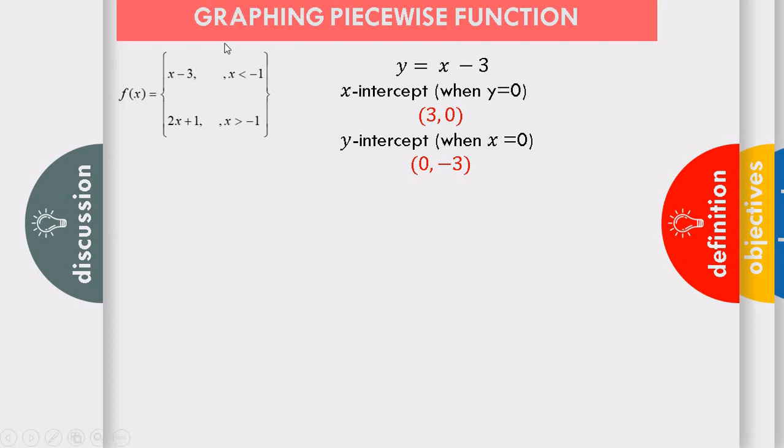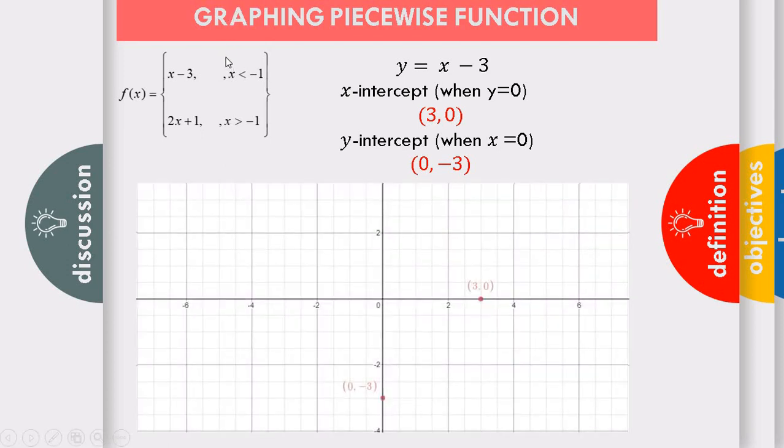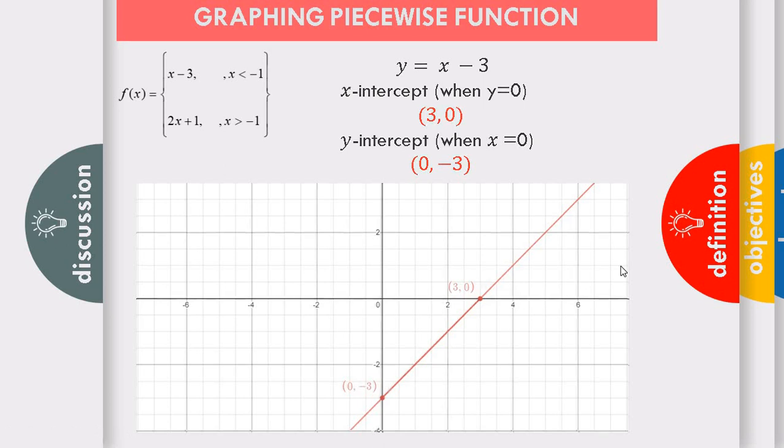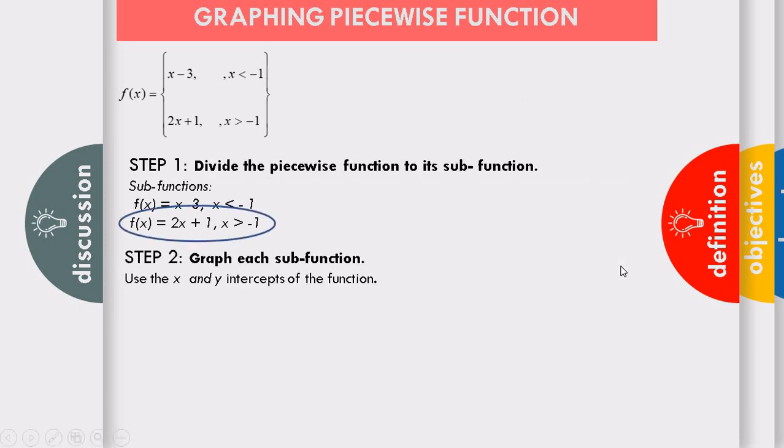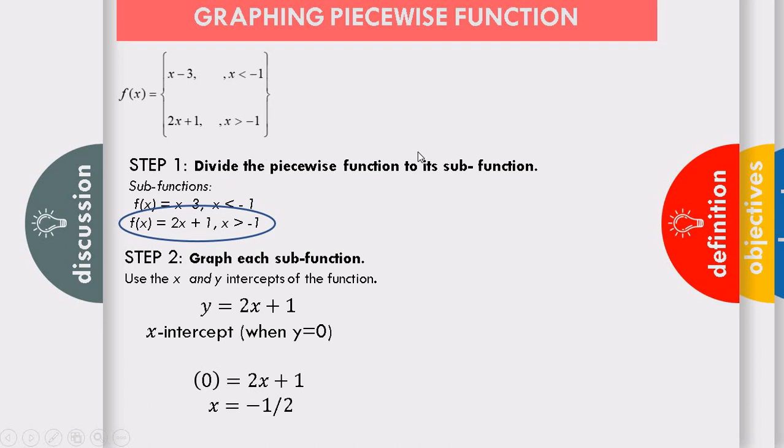So next, graph. We have the two points, (0, negative 3) and (3, 0). Then connect. So this is the graph of the first subfunction. Next, the second subfunction. Again, we'll be using the x- and y-intercepts of the function. So y equals 2x plus 1. For the x-intercept, change y to 0. 0 equals 2x plus 1, x equals negative 1 half. So the first coordinate is (negative 1 half, 0).